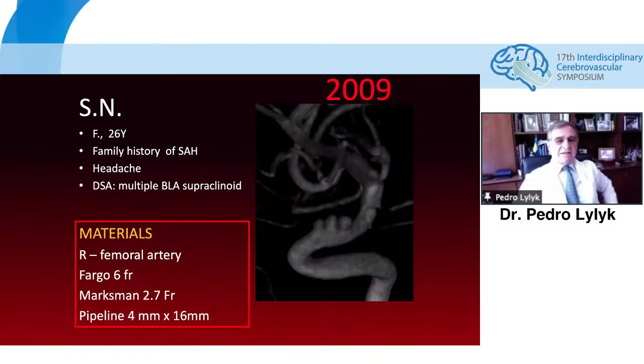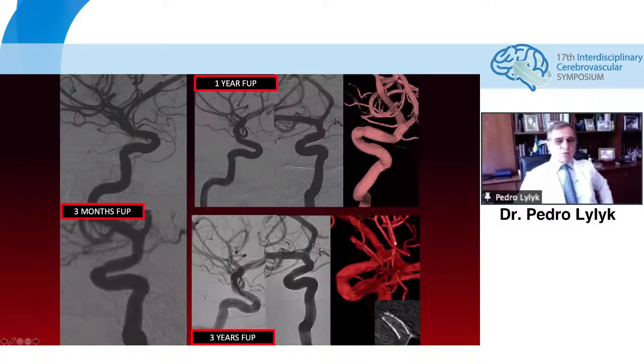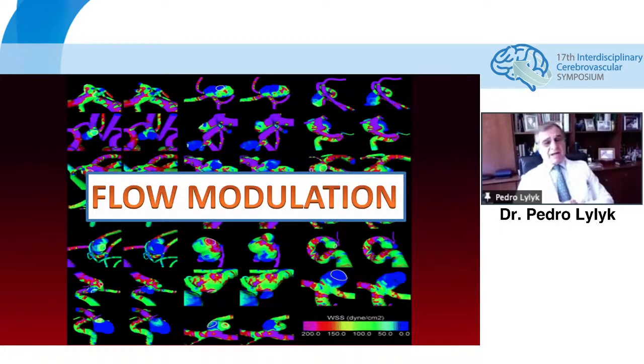As you can see, 3 aneurysms in a row in this one single segment. At that time, we were using the Pipeline device, a Marksman-like catheter. And this is the 1 year follow-up showing the reconstruction that we have and the disappearance of the triangle. So we understand the concept of flow modulation. What does that mean?